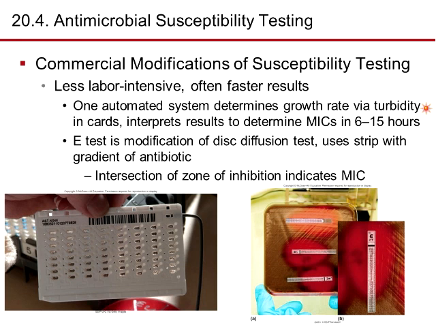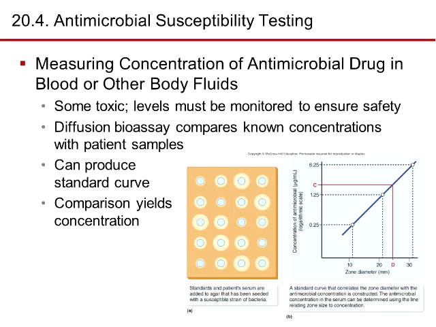The test is a modification of this diffusion test, and uses a strip with a gradient of the antibiotic. So we have this disc, and there's a strip, and the antibiotic concentration is greater as you go to the other end of the strip. So we can see at what point the antibiotic is effective against the bacteria or the microbial that we're trying to use it against.